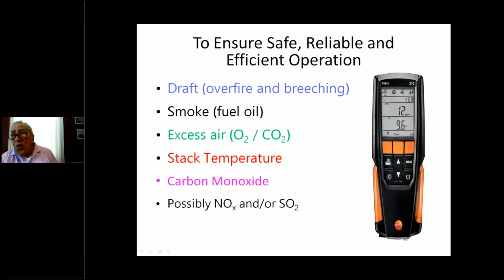So even though you might be 300 where you make your test, by the time it gets up into the chimney, now it's down into the 200s, and that's where it's going to start to condense. So 300 is your minimum. 325, 350 is probably where you should be with fuel oil. Okay.